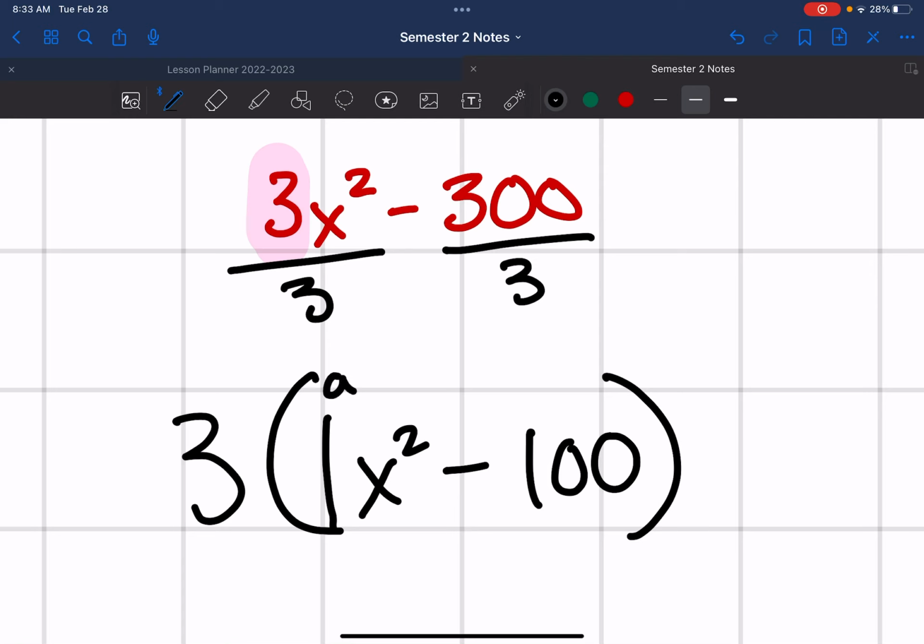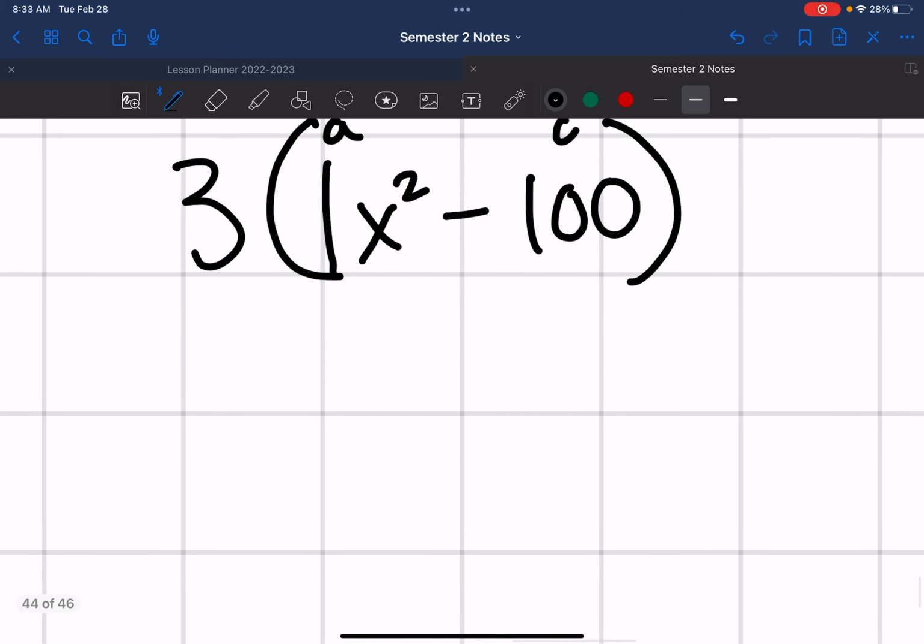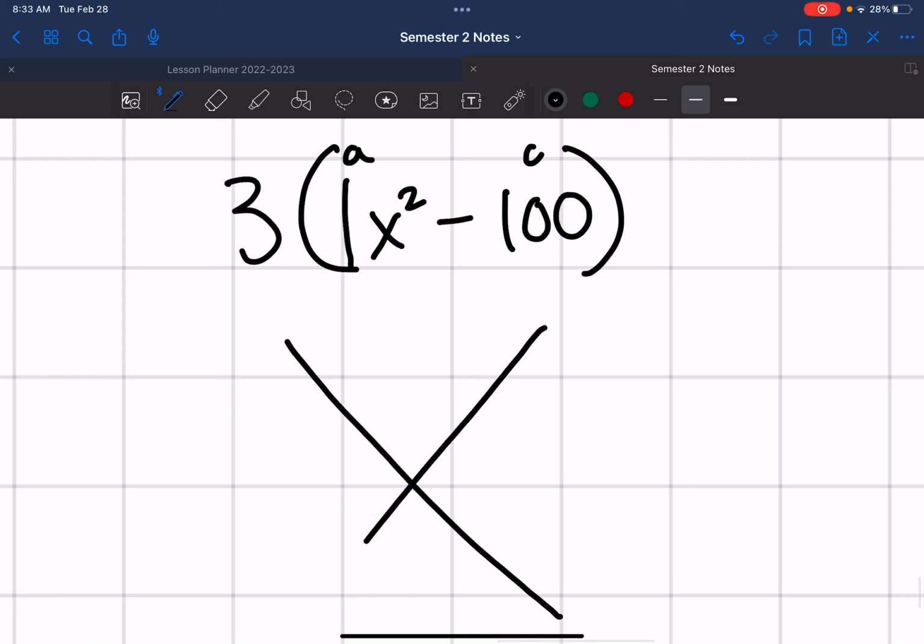We need to label our A and C next. We need to set up our X with A times C at the top, B at the bottom. 1 times -100 is going to be -100. My B is completely gone, so I'm going to put in a 0. And now I need to find 2 numbers that will multiply together to give me -100 and subtract to give me 0. Again, I already know my perfect squares.